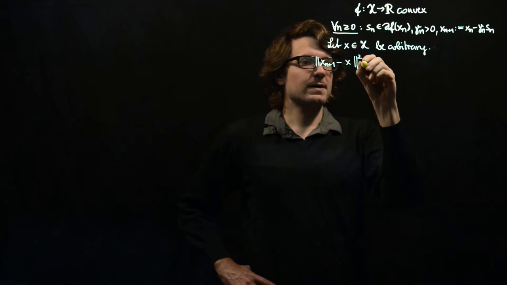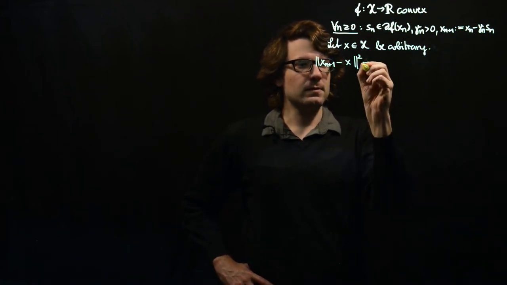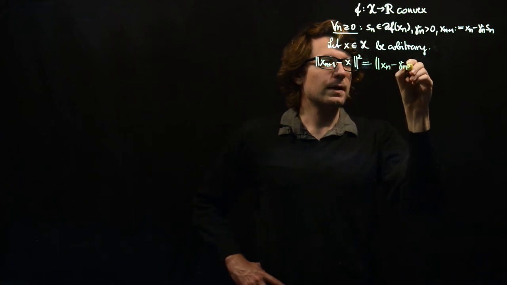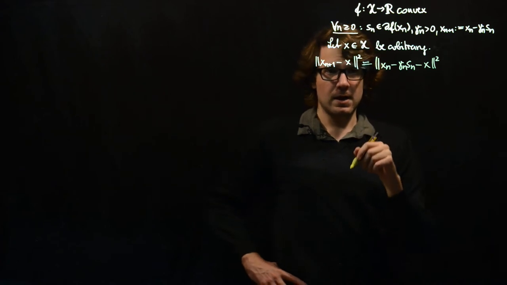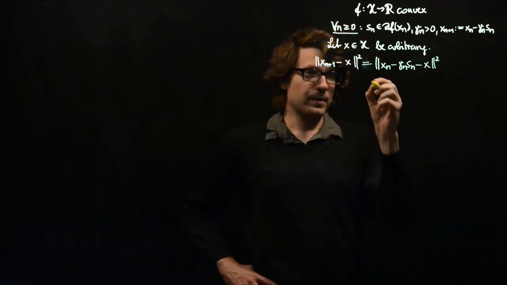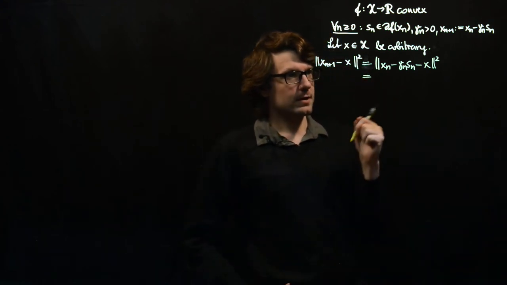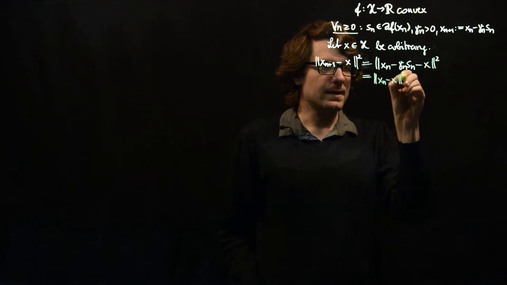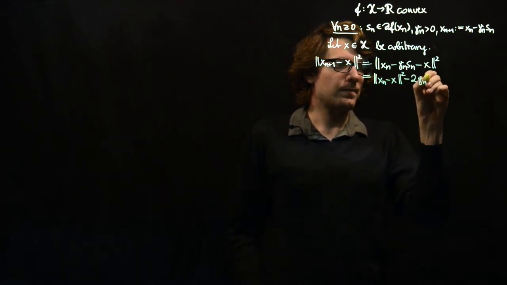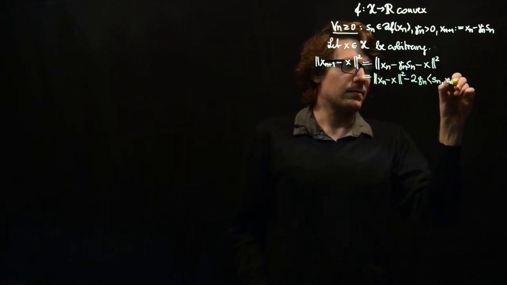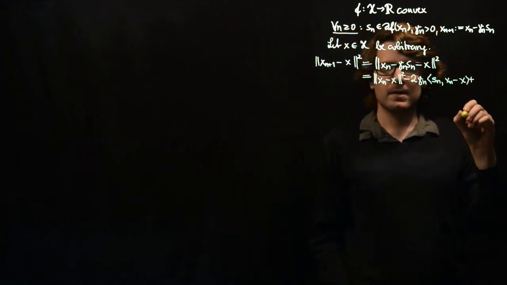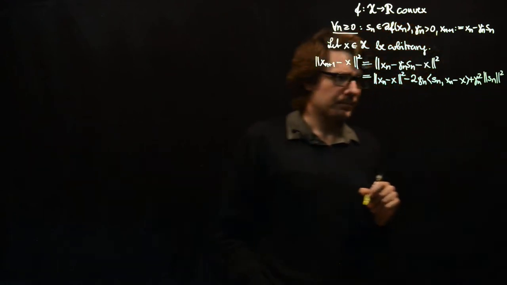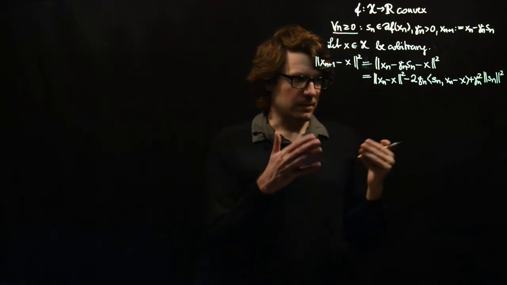By the definition of xn plus 1, we know that this is equal to the norm of xn minus gamma n sn minus x squared. And as usual, we square our norm because we then can make use of the inner product in our space. And this means that we can write this as the norm of xn minus x squared minus 2 gamma n inner product of sn with xn minus x plus gamma n squared norm of sn squared. So this is just the binomial rule.